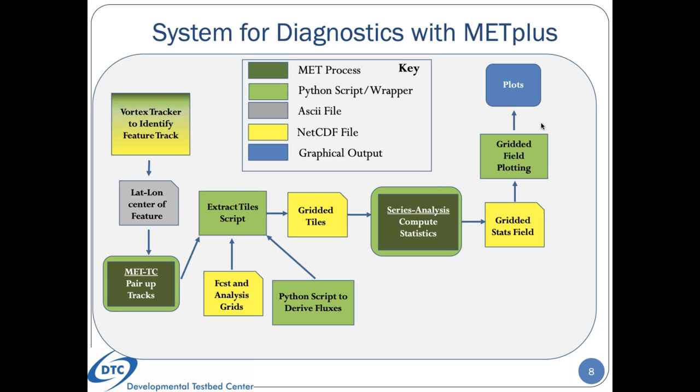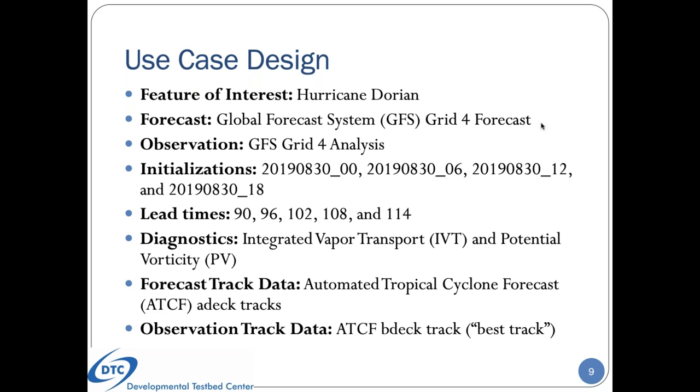I know that was a lot, but we're going to go through it. For this use case, the feature of interest is Hurricane Dorian. The forecast is the GFS grid 4 forecast. The observation is the grid 4 analysis. This series is going to be done over 4 initialization times, August 30th, 2019 at 0, 6, 12, and 18 UTC. I'll be looking at 5 lead times: 90, 96, 102, 108, and 114.